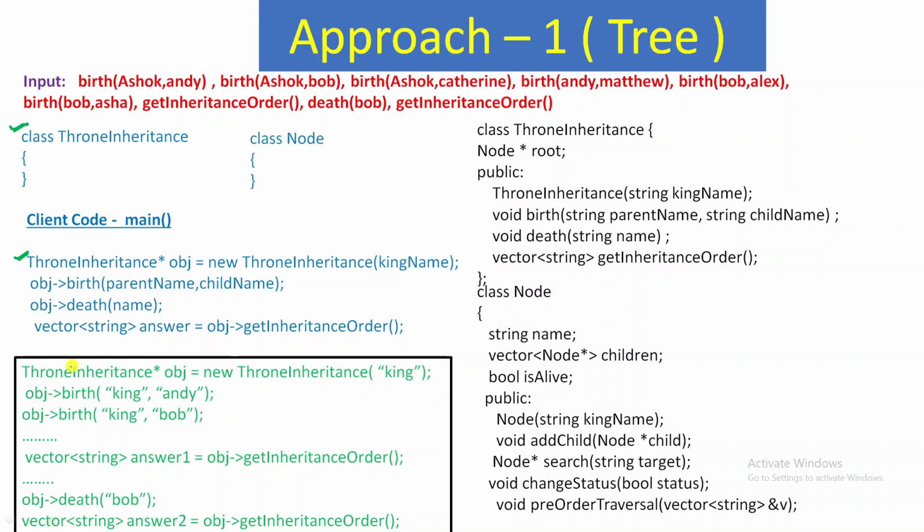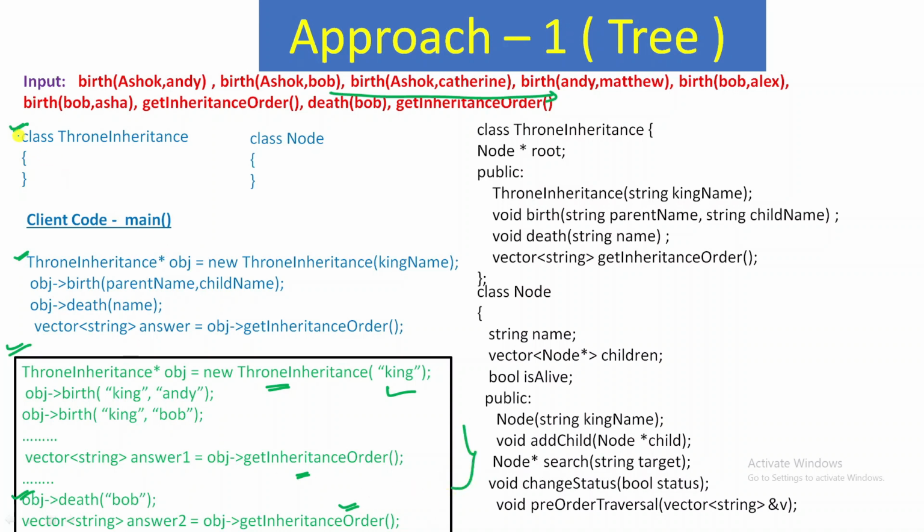So for example, we have this object ThroneInheritance, and this is the name of the king. Here I have just given the name of the king as king only. Then this is birth: this is the parent, this is the child. There can be many birth APIs, like here we are giving many births. Then we are calling getInheritance. Then again after some time someone is dying, and then again we want the inheritance order. So this is the backend part.